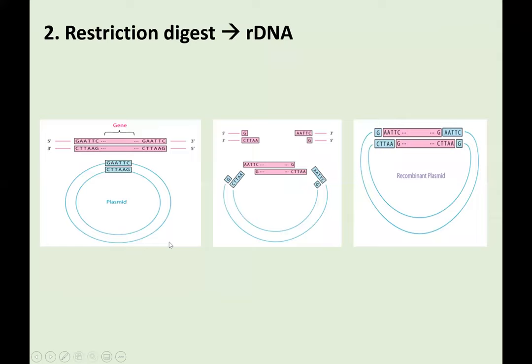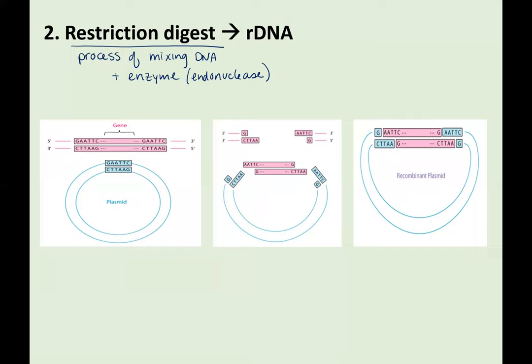Okay. So when we say we do a restriction digest, that is the process of mixing DNA plus the enzyme, the restriction enzyme, or the endonuclease. And just so you know, endonuclease tells you a lot. Endo means it cuts inside the sequence, not at the end. Nuclease means it cuts nucleic acid, so DNA or RNA.